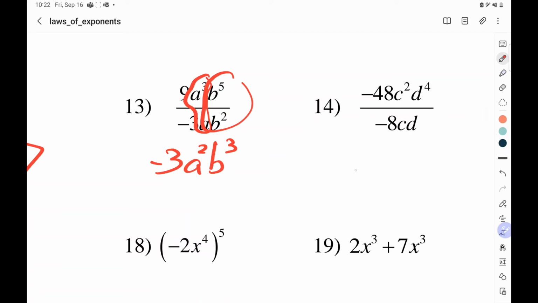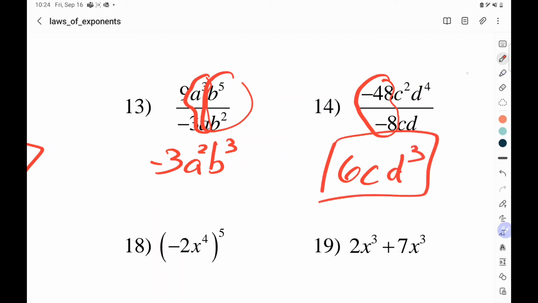Alright, the answer for number 14 is negative 48 divided by negative 8, that becomes positive 6, because negative 48 divided by negative 8 is equal to positive 6. And then c squared divided by c is equal to c, and then d to the power of 4 divided by d is d to the power of 3. That is our answer for number 14.